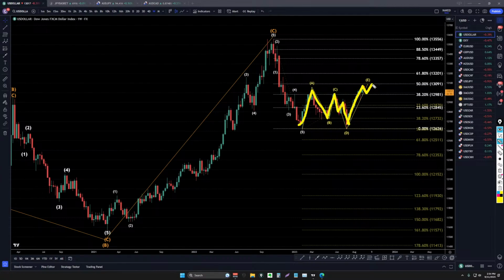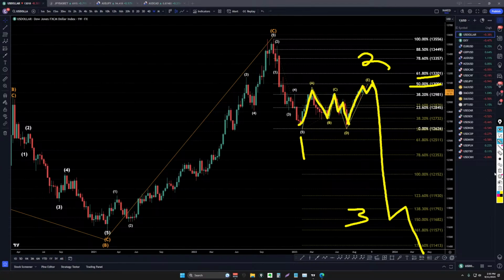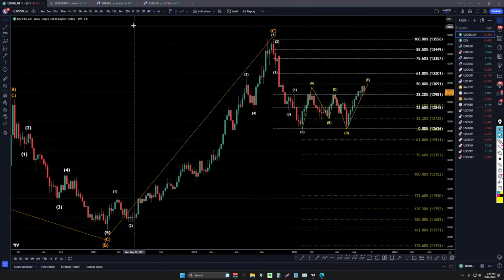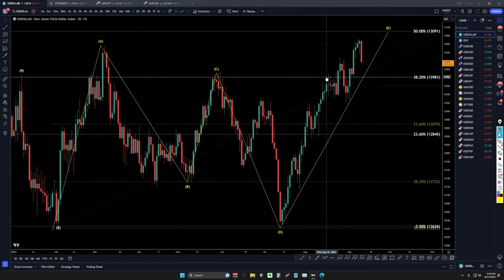I think we're probably going down a little bit on the dollar right now, but I do not think it's over. I still think it's going to go up to one of these two fibs, probably ending a wave 2. This will be a wave 1, and eventually it should go down and make a big wave 3. And if that's the case, we definitely are going to be shorting the dollar for a long time.